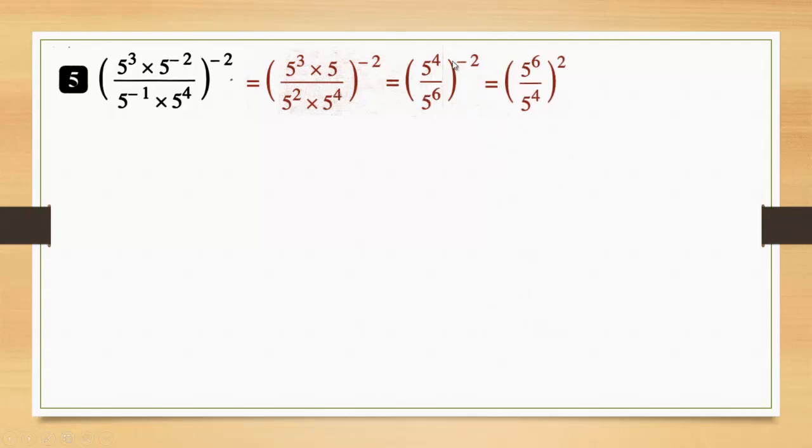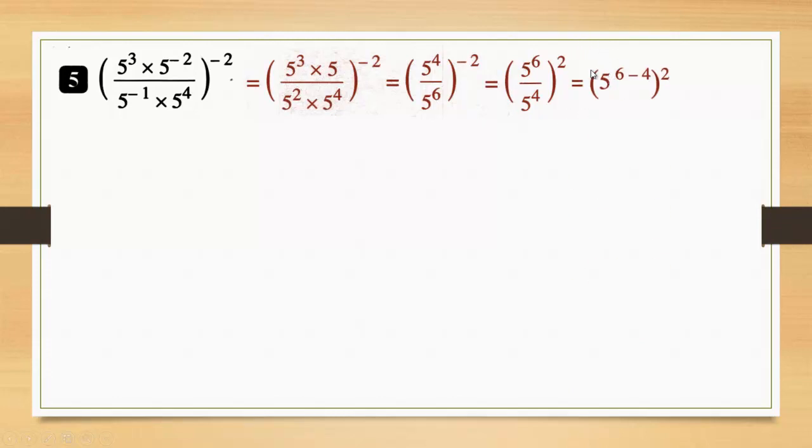We will change the negative power at the top of the bracket to positive, by converting, or swapping the numerator in place of the denominator. So the result will be equal to 5 power 6 over 5 power 4, all power 2. We will distribute the power on the bracket.